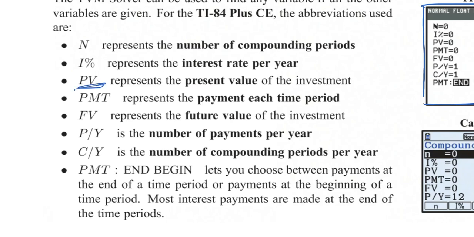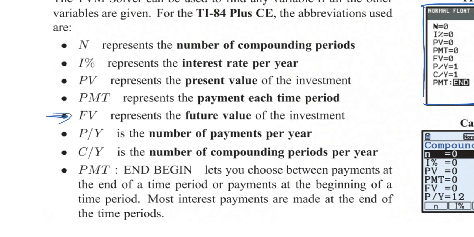PV represents the present value of the investment. Usually this is going to be negative for all the questions we're going to do, because it's like we're giving away the money. We've lost that money. We're putting it into the investment and taking it away from us. That links to the future value, which will end up being positive, the amount that we receive at the end of the investment. So you'll see me today putting in a negative value for PV, but the outcome is going to be positive.